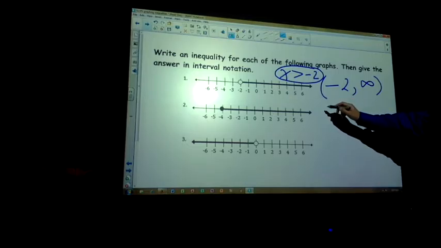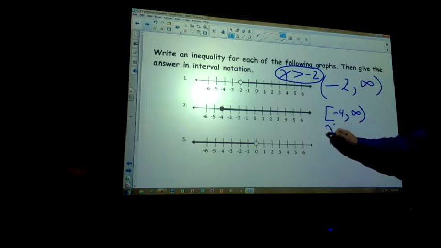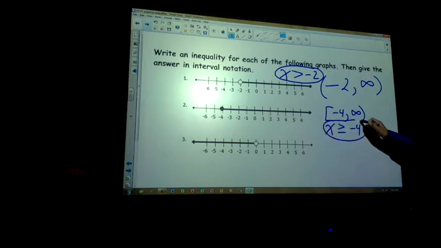So this one, square bracket, going from where? Negative 4. Negative 4, going to where? Infinity. Rounded bracket is infinity. So X is greater than or equal to negative 4. That's my equation right there.